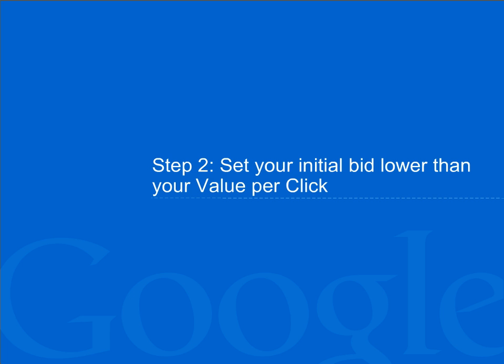Now that we know the value per click of our shoes ad group, we can use this information to find the most profitable Max CPC bid. This is step number 2, setting your initial bid lower than your value per click.